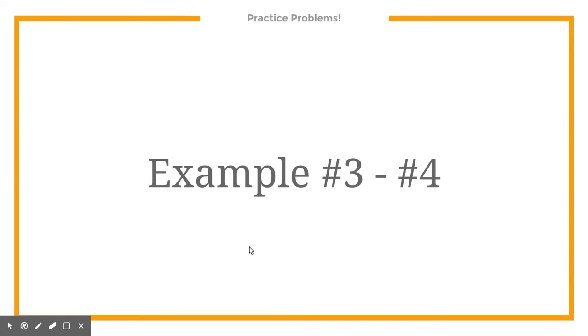Now there are a couple of practice problems on this one, so examples 3 through 4 that you can try on your foldable.